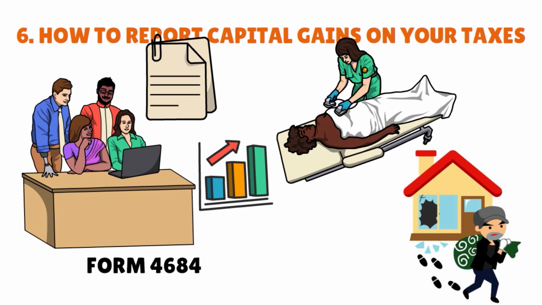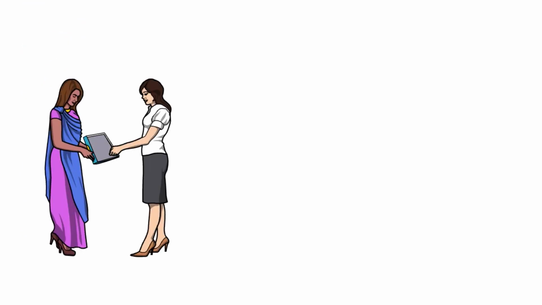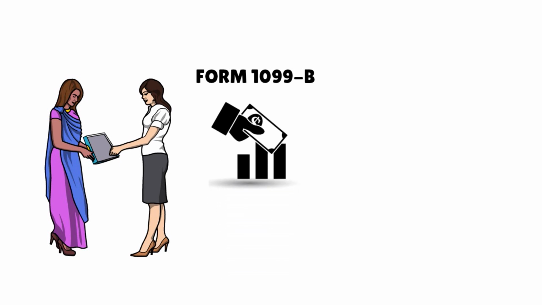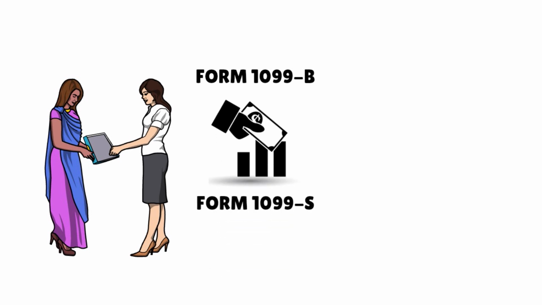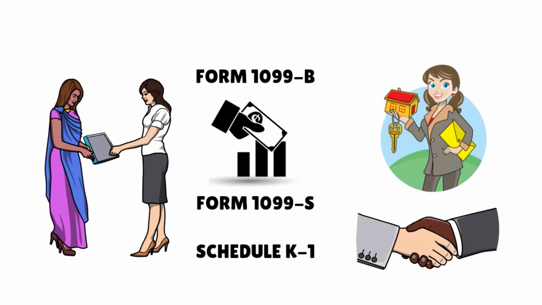So you want to gather all the documents. There are 3 common forms you may receive from your broker. So you have Form 1099-B. This is proceeds from broker and barter exchange. This shows capital gains or losses from investments. You have Form 1099-S. This is proceeds from real estate transactions. This shows capital gains or losses from selling property, including a home. And then you have Schedule K-1. This is a partner's share of income, deductions, credits, etc. for gains or losses you received from a partnership, S corporation, estate, or trust.